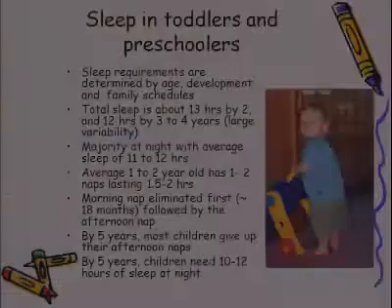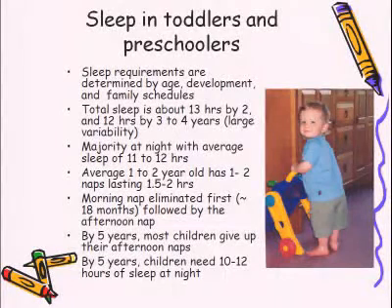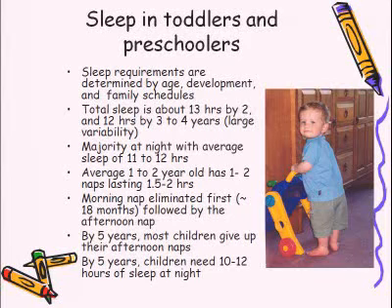And by 5 years of age, most children give up their afternoon naps. They're ready to do it by then. But by 5 years of age, children still need 10 to 12 hours of sleep, so they need to be getting that sleep at night. So if they're going down for really late sleeps, so they're not going down until after 9 or 10 o'clock at night, they're not going to be getting that sleep that they need, and it will have implications for them.